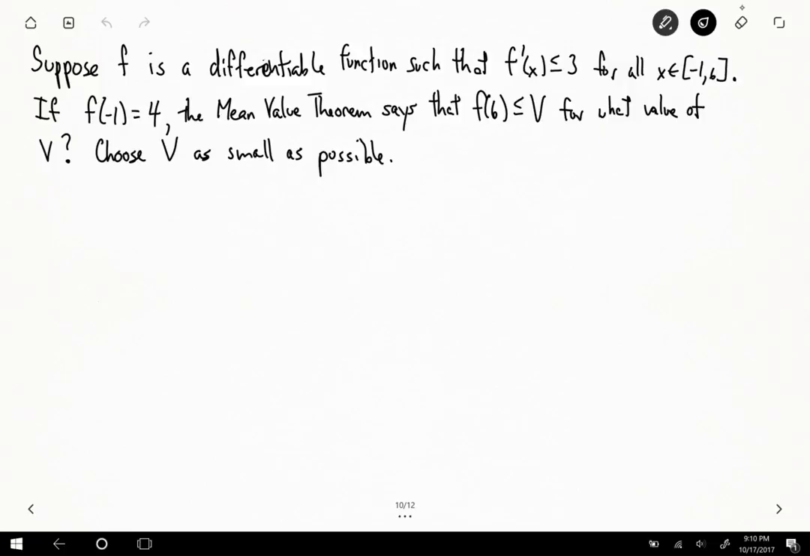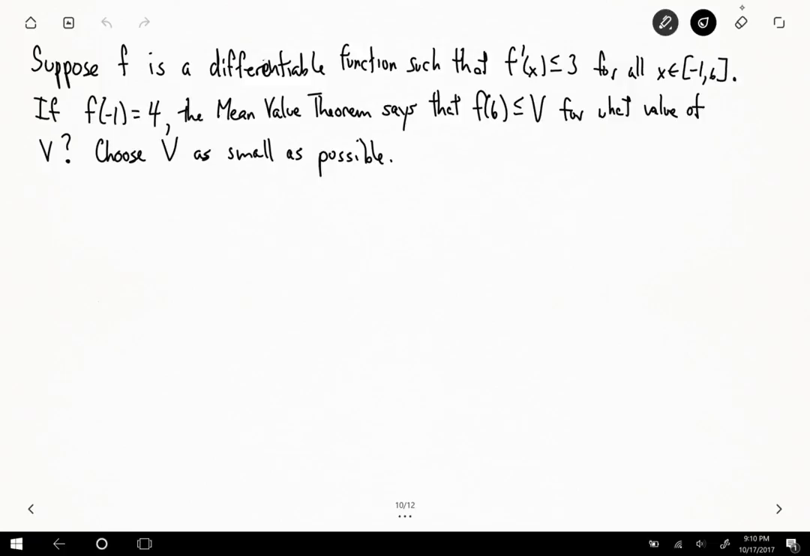So now let's see a problem that a lot of us had questions on. Suppose f is a differentiable function such that f prime of x is less than or equal to 3 for all x in this interval -1, 6. Okay? Oh, that just means is an element of that closed interval -1, 6. If f of -1 equals 4, the mean value theorem says that f of 6 is less than or equal to v for what value of v? Choose v as small as possible.